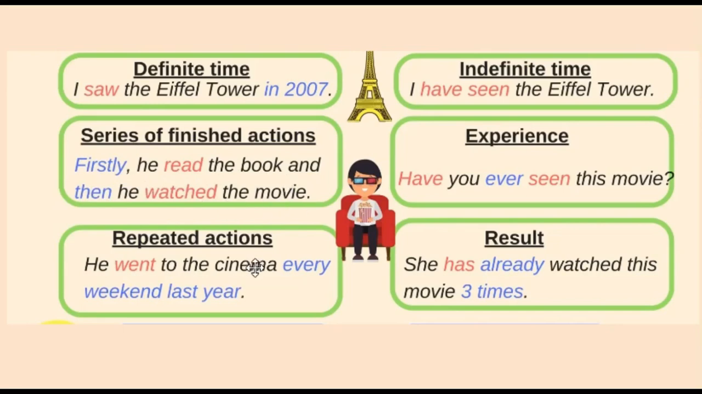The fourth usage is repeated actions in the past. Usual actions in the past. He went to the cinema every weekend last year. So every weekend, there is a stated time, but it's a regular action. We use past simple.